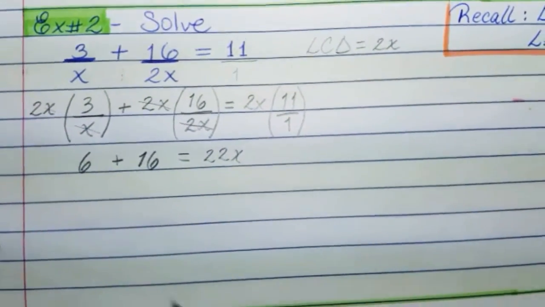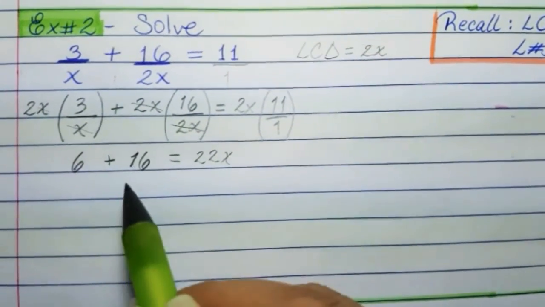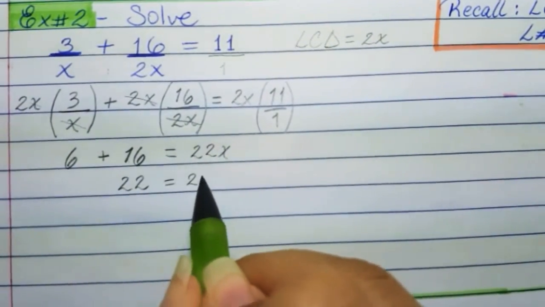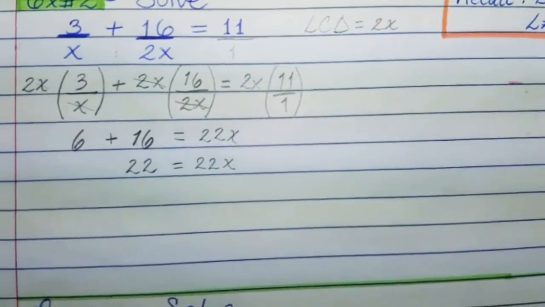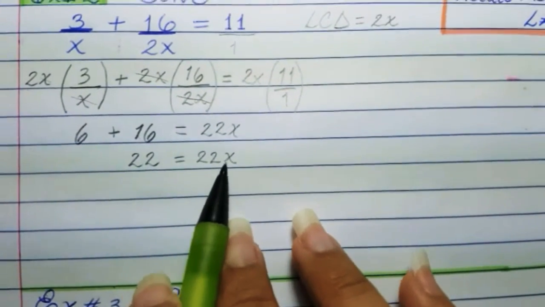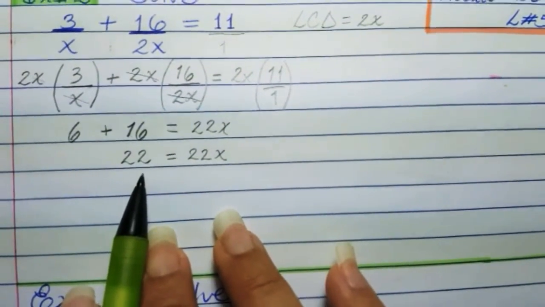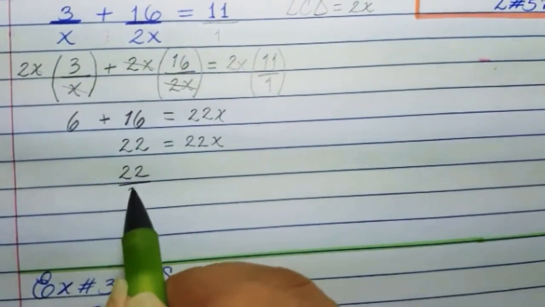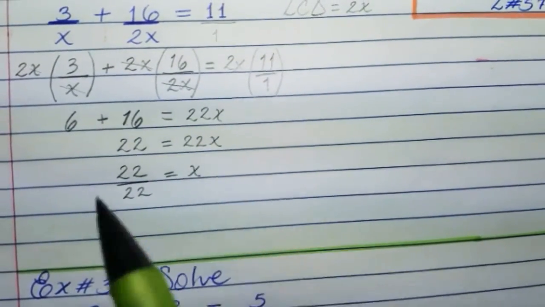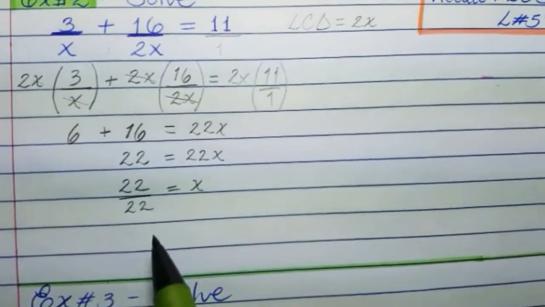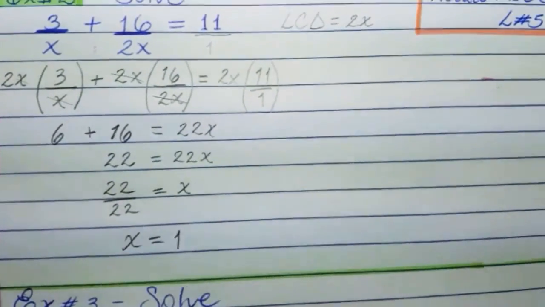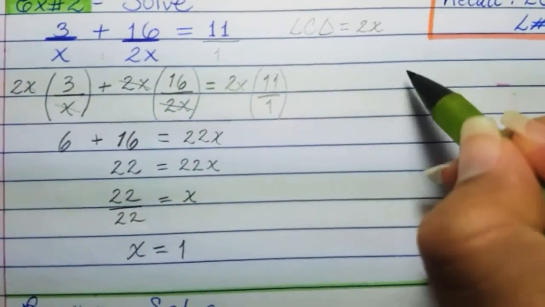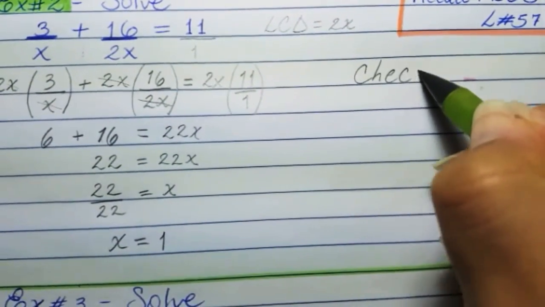Let's keep on simplifying. 6 plus 16 is 22. That equals 22x. The 22 is multiplying the x, so it goes to the other side of the equation using inverse operations, which is division. So 22 divided by 22 equals x. When we simplify this division, we have that x equals 1. Now let's perform a check to see if our answer is correct.